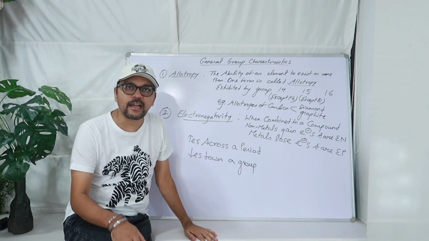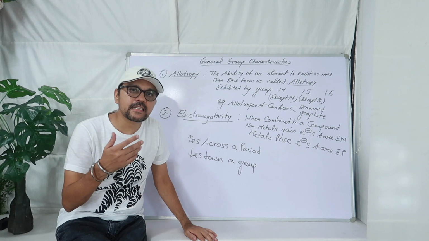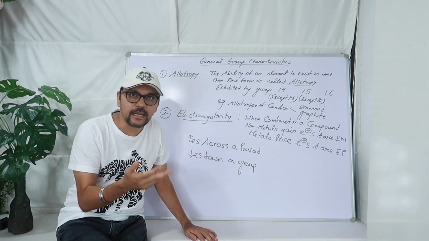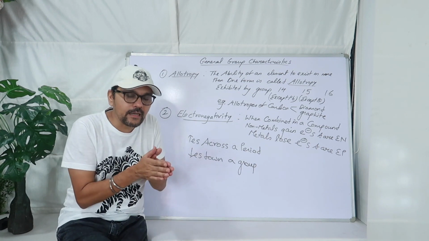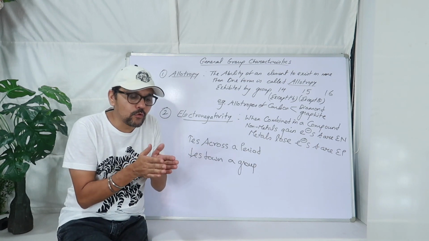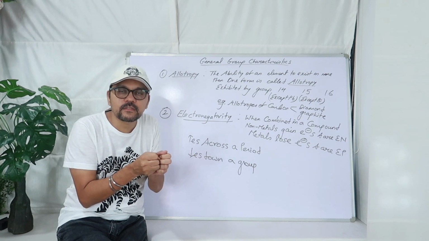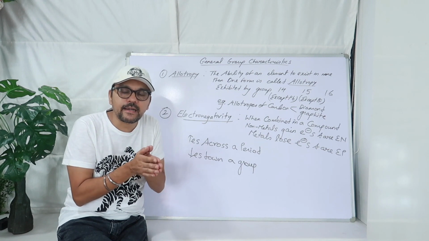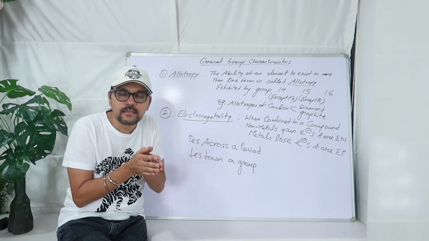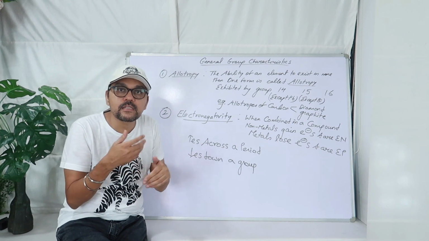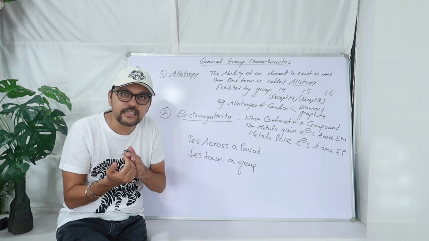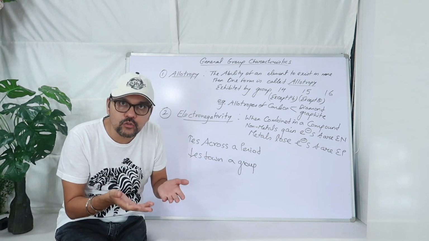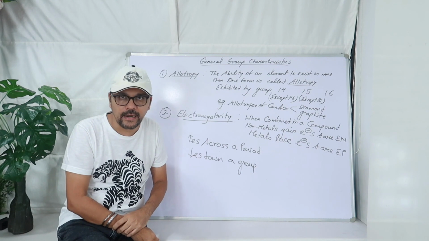Then you come to electronegativity. Electronegativity is the ability of an atom to attract the shared pair of electrons towards itself. So if there are 2 atoms and out of the 2 one is dominating and another is recessive, that means one is more electronegative, another is less, and both of them are non-metals. Then the one with more electronegativity pulls the electrons more towards itself. And this ability of an atom to attract the shared pair of electrons towards itself is called electronegativity.